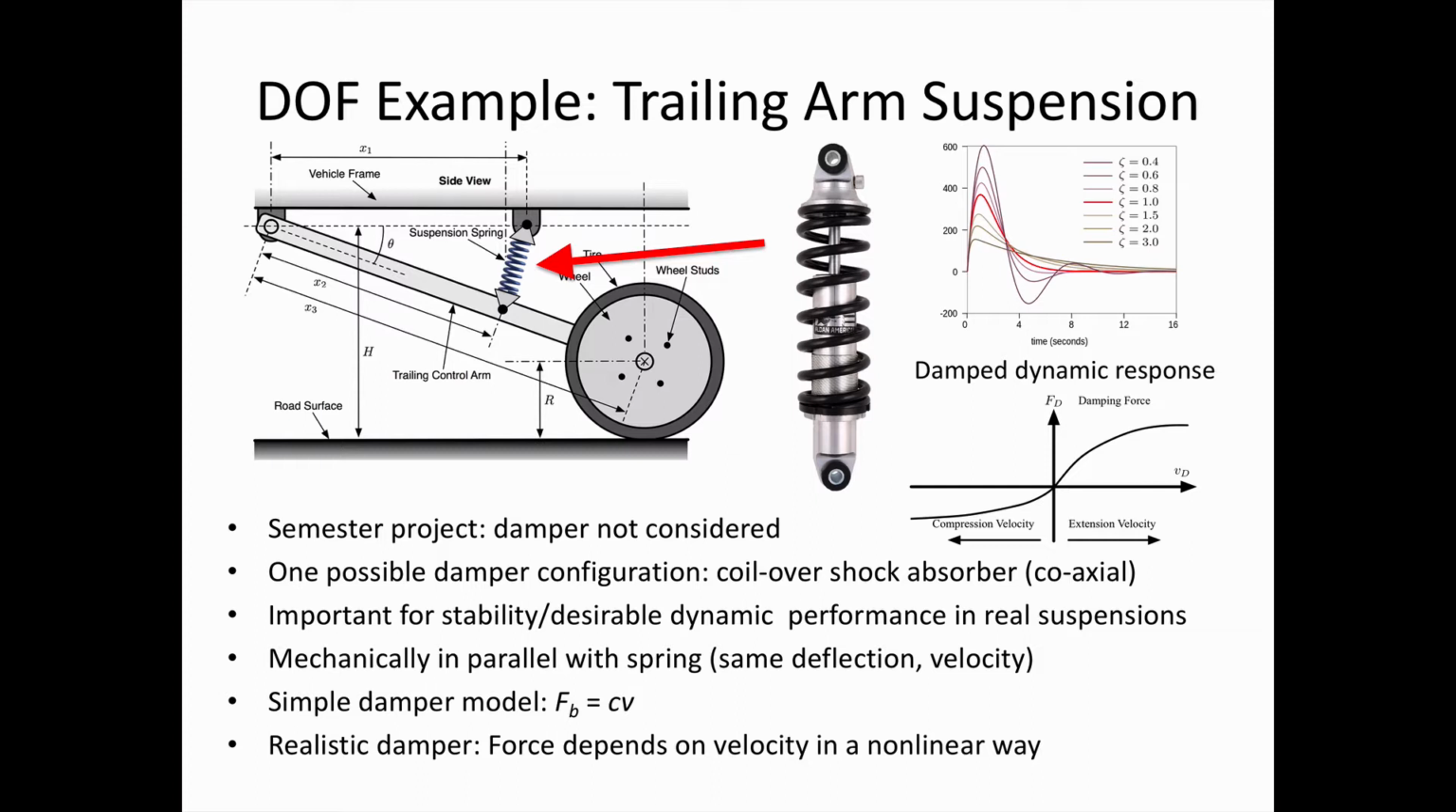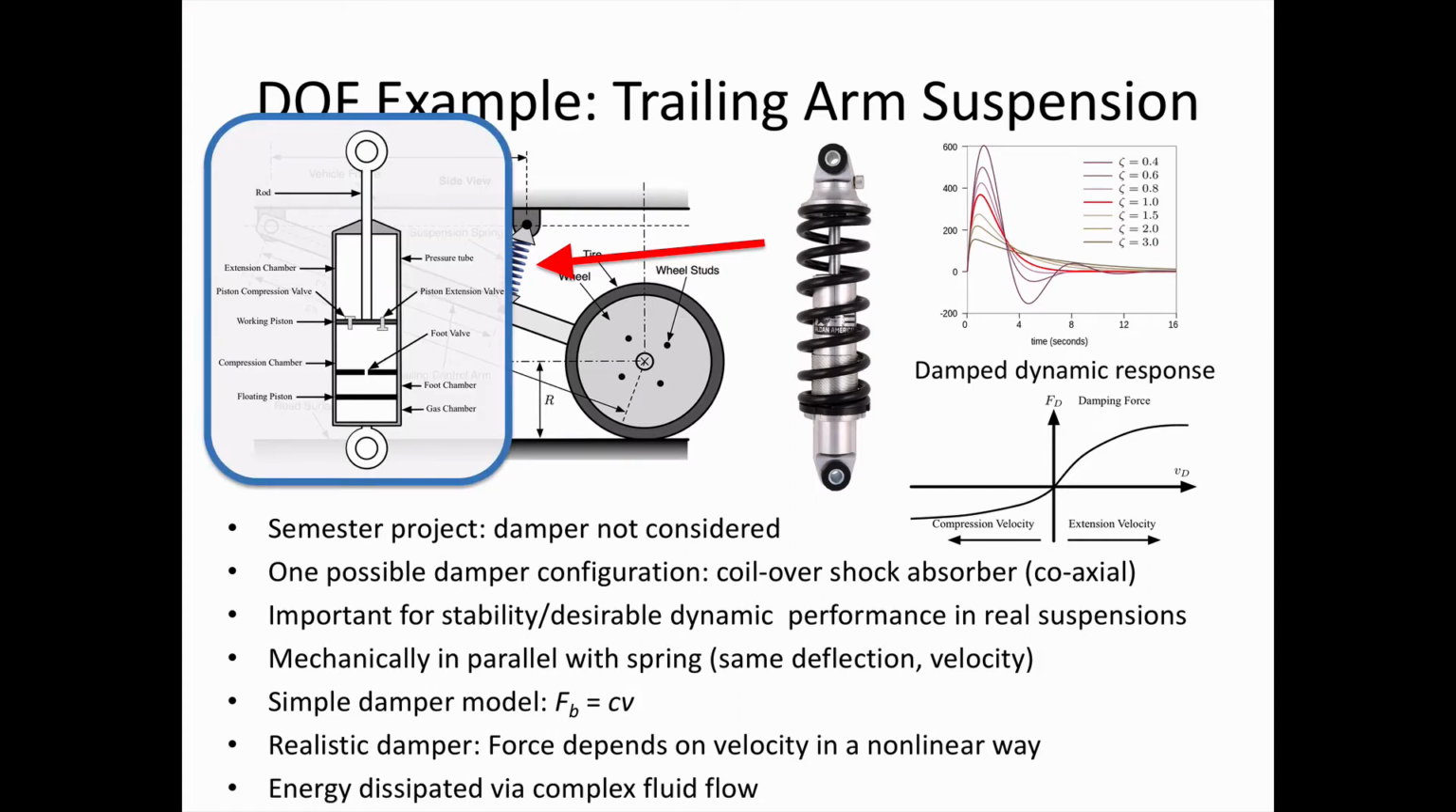If we look at this force velocity plot, the dependence of force on velocity is usually nonlinear. In a typical damper, energy is dissipated through complex fluid flow through some system of valves or other passages that restrict viscous fluid flow inside the damping system.